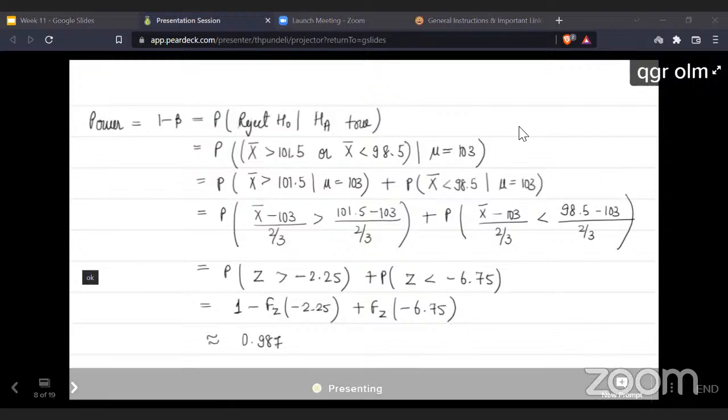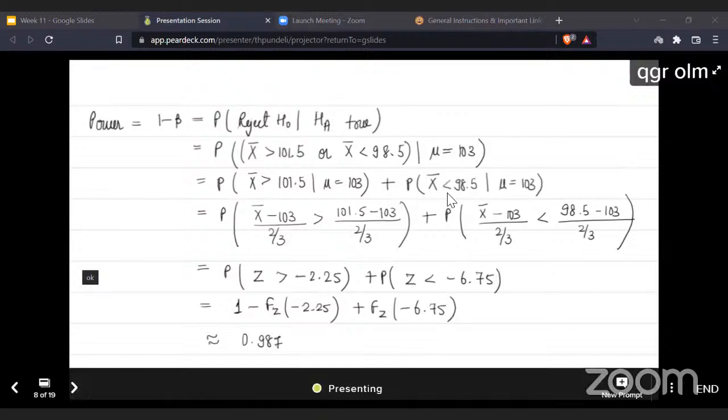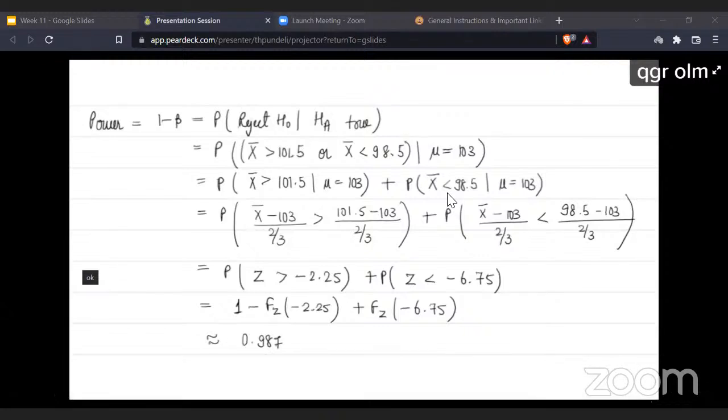So again, in this problem, we're looking at what is between the limits on the curve, is it, madam? Like what is the area that is lying between 98.5 and 101.5 with the mean shifted to 103? Yes.